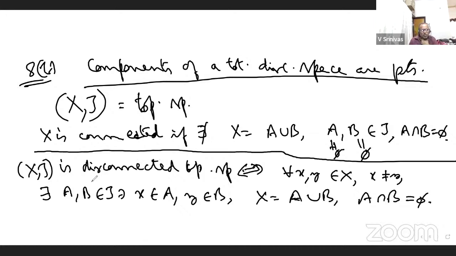Now this topological space (X, tau) is said to be totally disconnected if and only if for every x, y in capital X, if you take two distinct points in capital X, members of capital X being called points, corresponding to them we should be able to find two open sets A and B such that A is a neighborhood of x and B is a neighborhood of y, and these two are disjoint and form a disconnection for capital X, means their union is capital X. So that is what is meant by totally disconnected space.